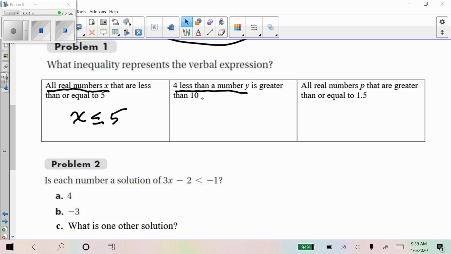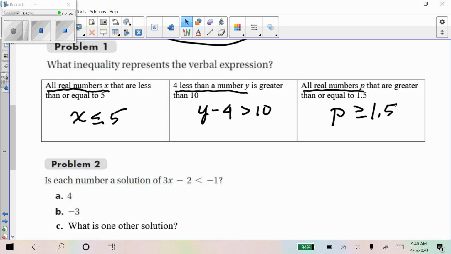Second one says 4 less than a number, y, is greater than 10. Now 4 less than a number, that means we need to take 4 away from the number first. So that's going to look like this, y minus 4. And then greater than is this sign, points to the right, 10. The third one, all numbers p that are greater than or equal to 1.5. Okay, that's pretty straightforward. Just use the greater than or equal to sign, 1.5.